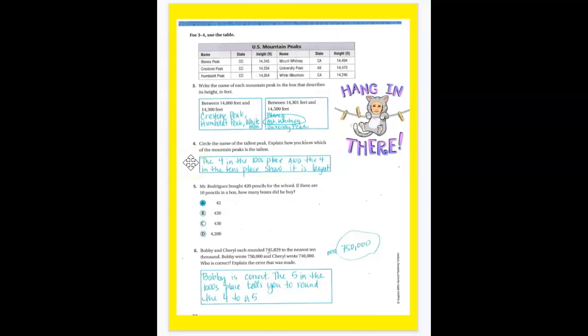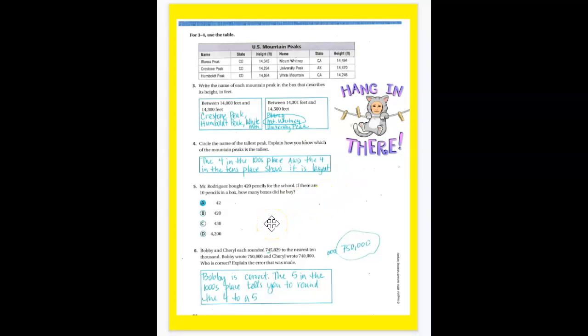Number 4. Circle the name of the tallest peak. Explain how you know which of the mountain peaks is the tallest. Mount Whitney is the tallest. Remember to go back and check the data. It is the information that is given to us. And for number 4, Mount Whitney is the tallest because I compare the heights by the place value position.